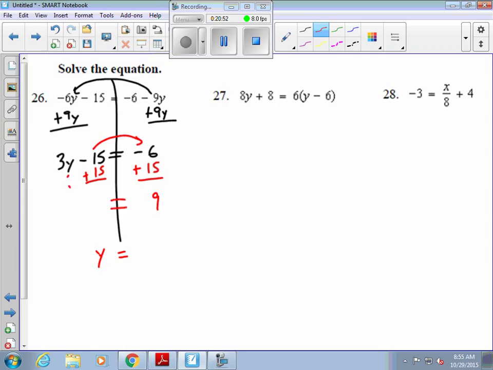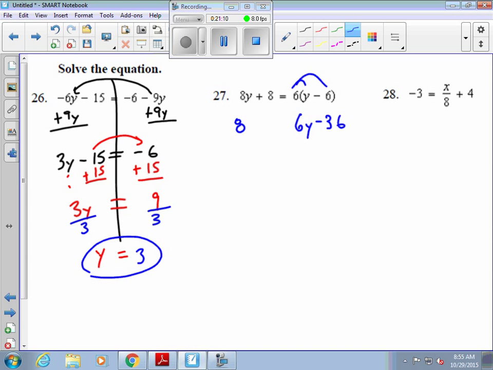We still have 3y over here on this side. Get y by itself by dividing by 3. If you do it there, do it here. 9 divided by 3 is 3. Y is 3. 8y plus 8 is equal to 6 times y minus 6. Distribute again, 6 times y and 6 times negative 6. So 8y plus 8 equals 6y minus 36.